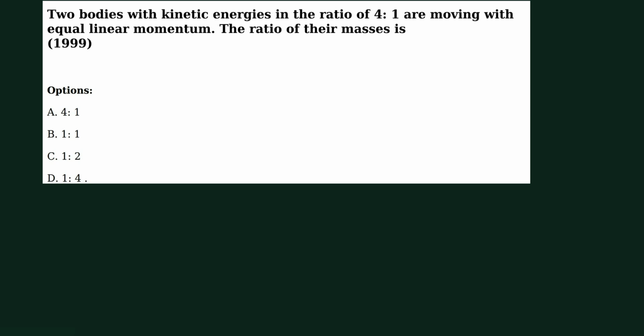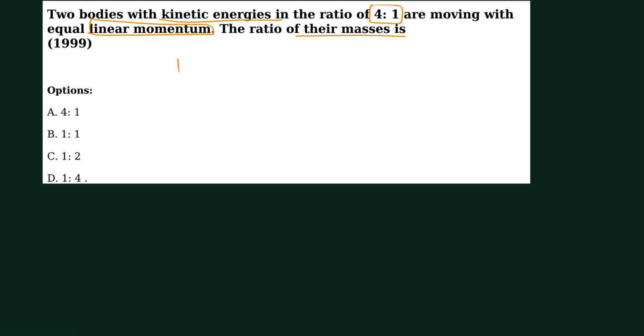Two bodies with kinetic energies in the ratio 4:1 are moving with the equal linear momentum. The ratio of their masses is? These two bodies are moving with the same linear momentum, meaning the linear momentum value is constant. We have to find the ratio of their masses. What is the relation between linear momentum, kinetic energy and masses?